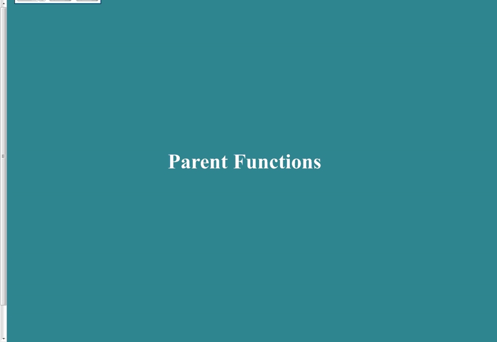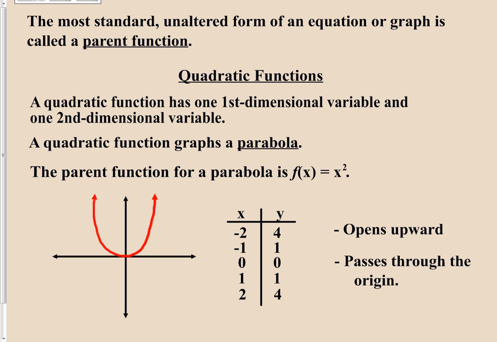Unit 2 is where we went face first into the whole parent function idea, and that ended up being nearly a year-long discussion looking at the parent functions themselves. Right off the bat, a definition for parent function: the most standard unaltered form of an equation or a graph is known as its parent function. We've seen a lot of brand new functions this year, so we've started off several units looking at the parent function and then going from there. The first one we took a basic look at back in Unit 2 was the basic quadratic.